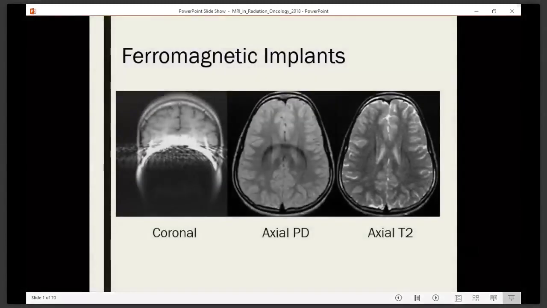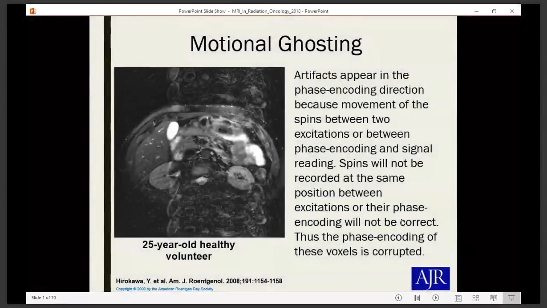But it's not just natural things in the patient that can cause distortions. This is a patient that has braces. And so they're in their teeth, and you see the whole bottom part of the skull has been obliterated. And even in the images that are taken in the upper part of the brain here, you can still see some artifacts due to the metal in the mouth. And so one of the things we're going to have to deal with is ferromagnetic objects in the patients, because many of our patients have some kind of prosthetics.